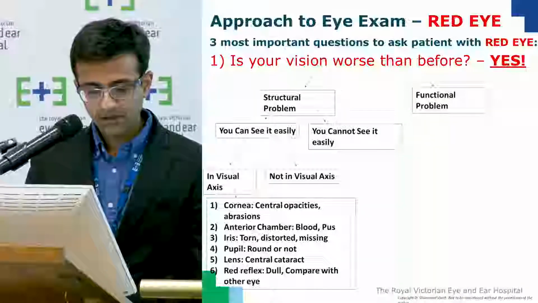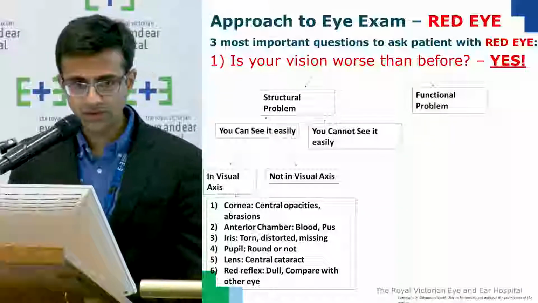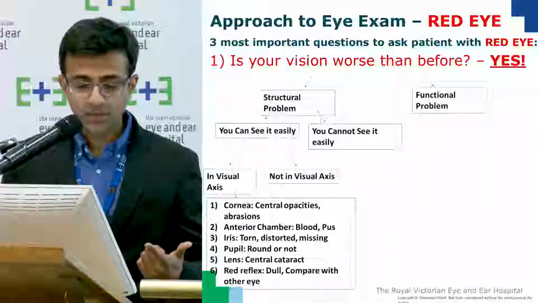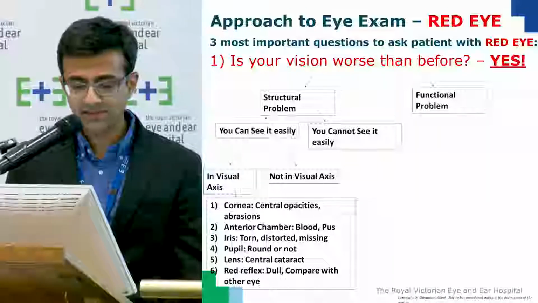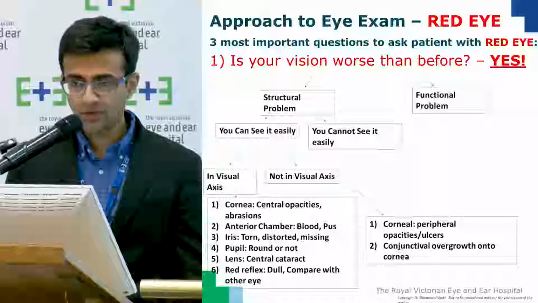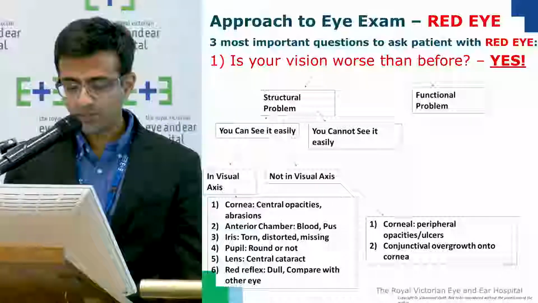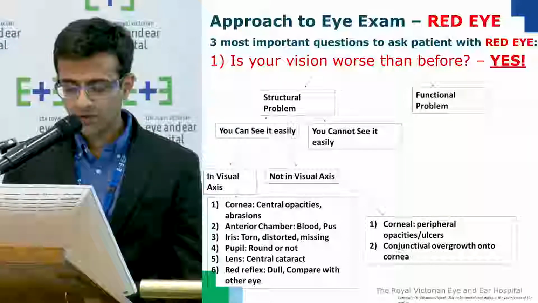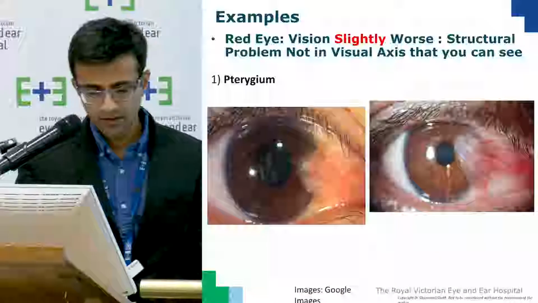So that's the list of things in the visual axis. So what are the things not in the visual axis that can cause a red eye with poor vision and that you can see easily? Two common things that present to us are opacities in the cornea that are peripheral opacities, and I'll explain how they can distort vision, or conjunctival overgrowth onto the cornea.